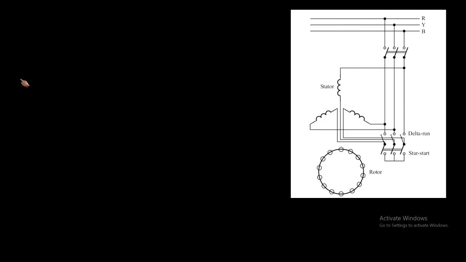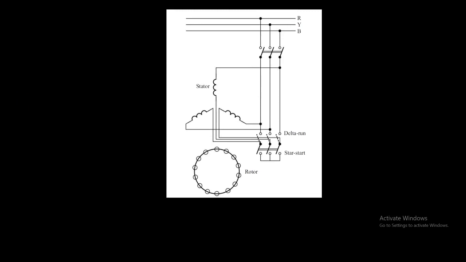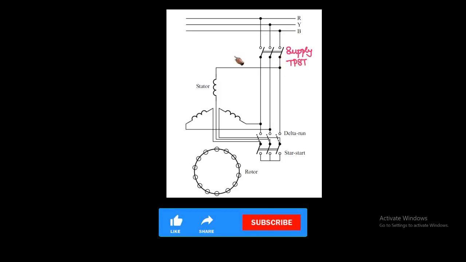Okay, I will bring this diagram to the middle. You see here, we have the stator winding. As we told, normally we are going to connect the stator winding as delta connected. This is connected for each phase, R phase, and we have another thing: this is a supply TPST. TPST means triple pole single throw switch. Okay, that is the TPST.